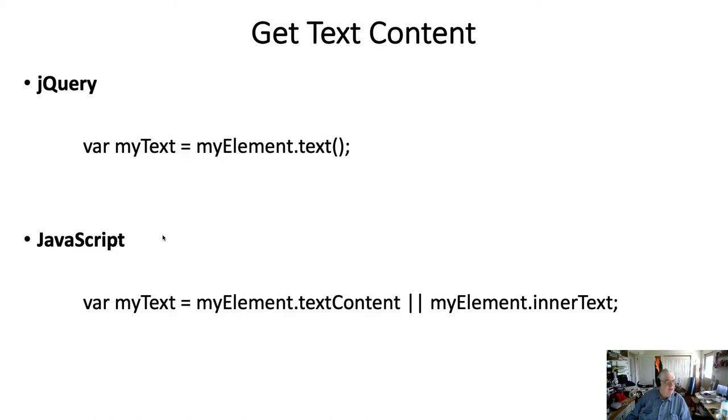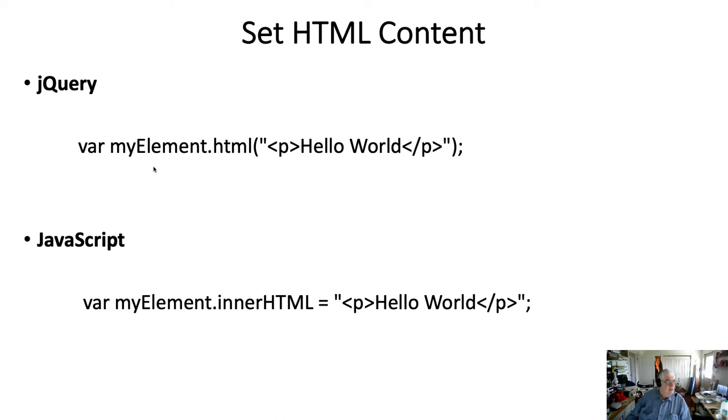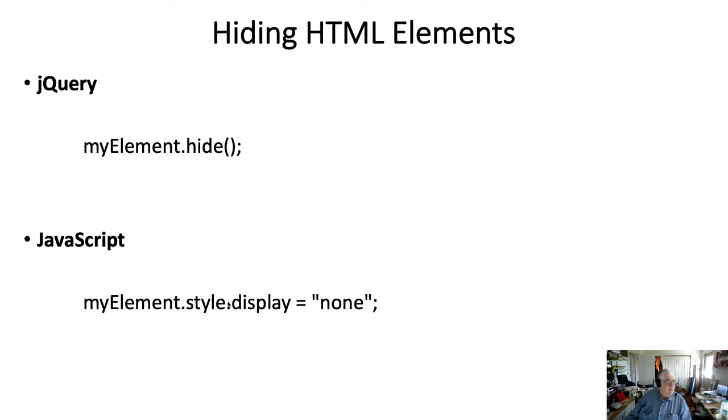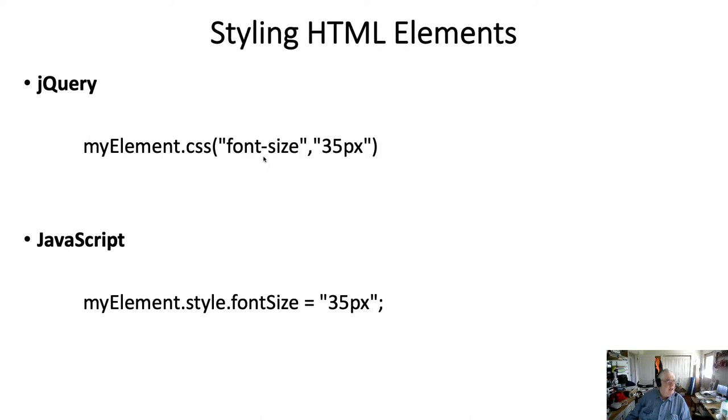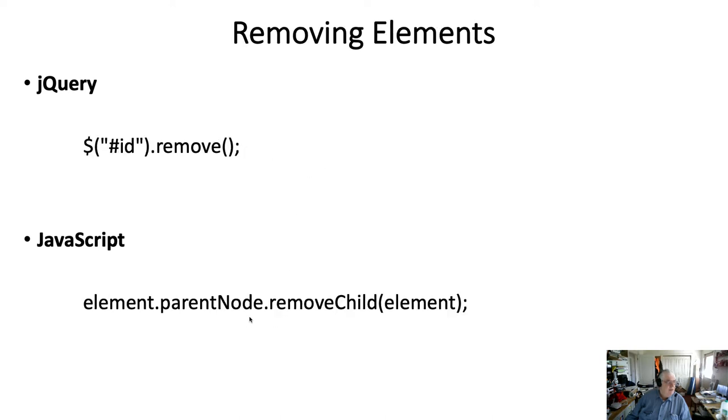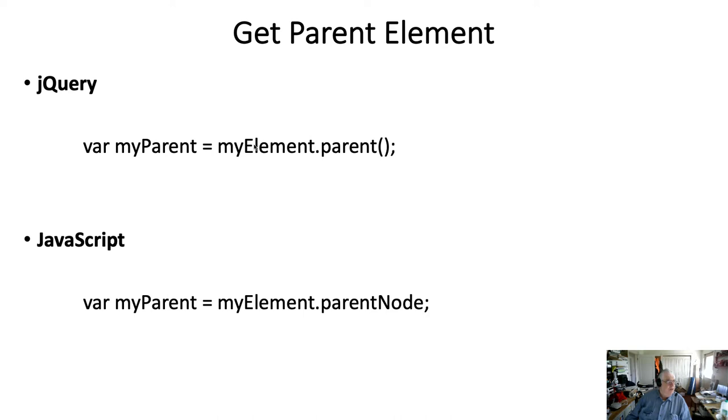If you're going to change the content of text, you could do it this way in jQuery and that way in JavaScript. If you're setting HTML content, you would do it this way in jQuery, and as we've seen, this way in JavaScript. If you're trying to hide an element in HTML, you can do it that way in jQuery, that way in JavaScript. Show versus show. Set style in jQuery versus JavaScript. Remove an element this way in jQuery and that way in JavaScript. Parse that way in jQuery versus this way in JavaScript.